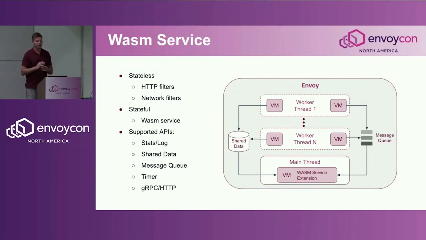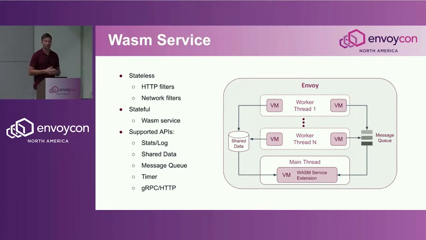And so the Wasm service, right? I mentioned earlier that the VMs don't actually have direct access to the host. The VMs communicate through APIs, and Envoy exposes several different APIs. You can use the stats or log API, along with a timer API, to periodically send metrics to a sink, like a stats sink. There are also the shared data and message queue APIs that allow for interaction between your VMs.